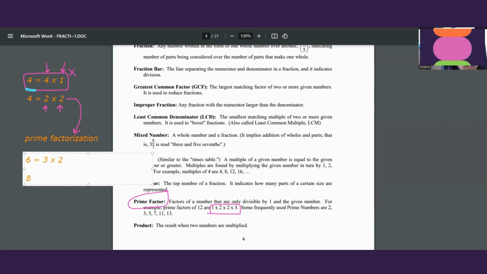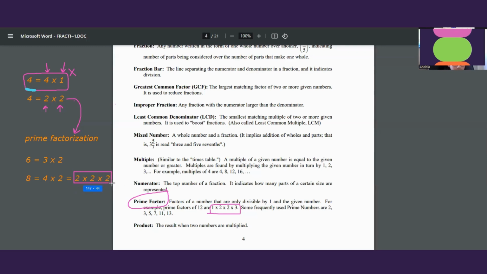What about 8? 4 times 2 is not the prime factorization because 4 is not a prime number. So open 4. You can write the prime factors of 4. Is 4 a prime number? No, it is not. 2 times 2 is 4, and then times 2 again. That will make 8, right? So the prime factorization of 8 is 2 times 2 times 2.